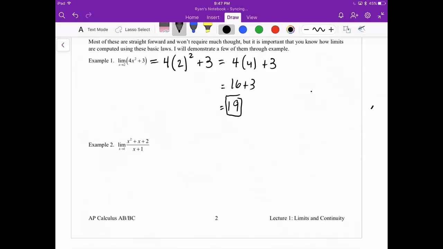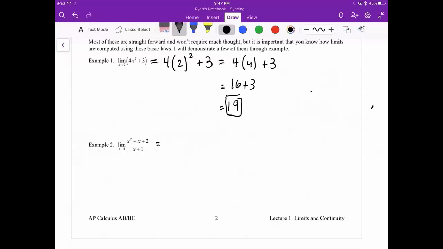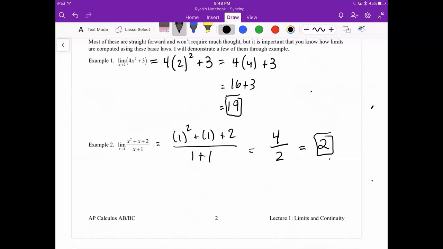Okay, so example 2, we're going to try the same thing. We're going to first of all substitute. Sorry, I don't want to write the limit anymore. I want to just go ahead and plug in. So let me erase that. And I want to try to plug in x equals 1 into this function. So that's going to say 1 squared plus 1 plus 2 all over 1 plus 1. Which, if I evaluate the numerator, 1 plus 1 is 2, plus 2 is 4, over 1 plus 1 is 2, and so the answer to this problem is 2.